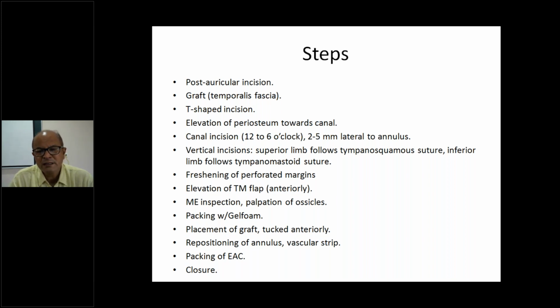Sometimes if a wax plug or some desquamated epithelium is there, give a very good thorough wash with just normal saline, rinse it very thoroughly, and use your suction. After you have done proper rinsing and suctioning, you now focus on the perforation. If you can see it clearly, you do the freshening of the edges. So you freshen the margins of the perforation.